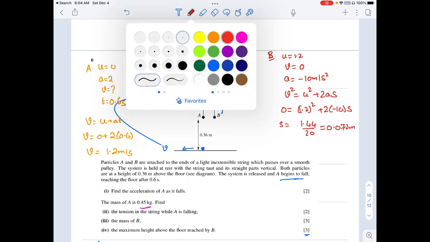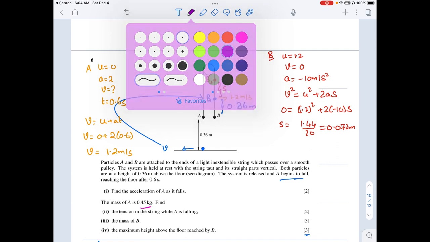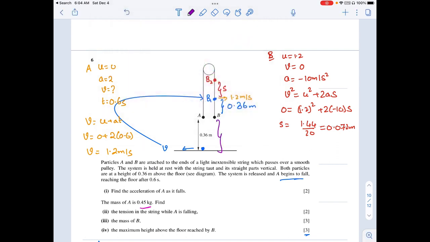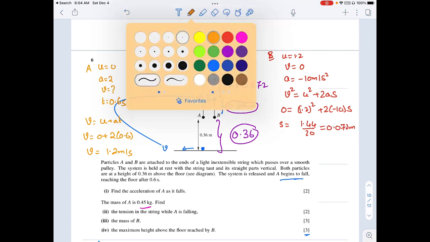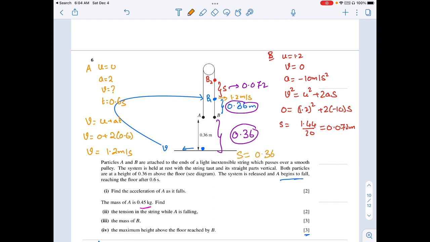So now what is the maximum height reached above the ground? When you see the maximum height, it was this 0.36 plus 0.36 plus this s, which was 0.072. So total height is 0.36 plus 0.36 plus 0.072, which becomes 0.792 meters. That's going to be the maximum height.